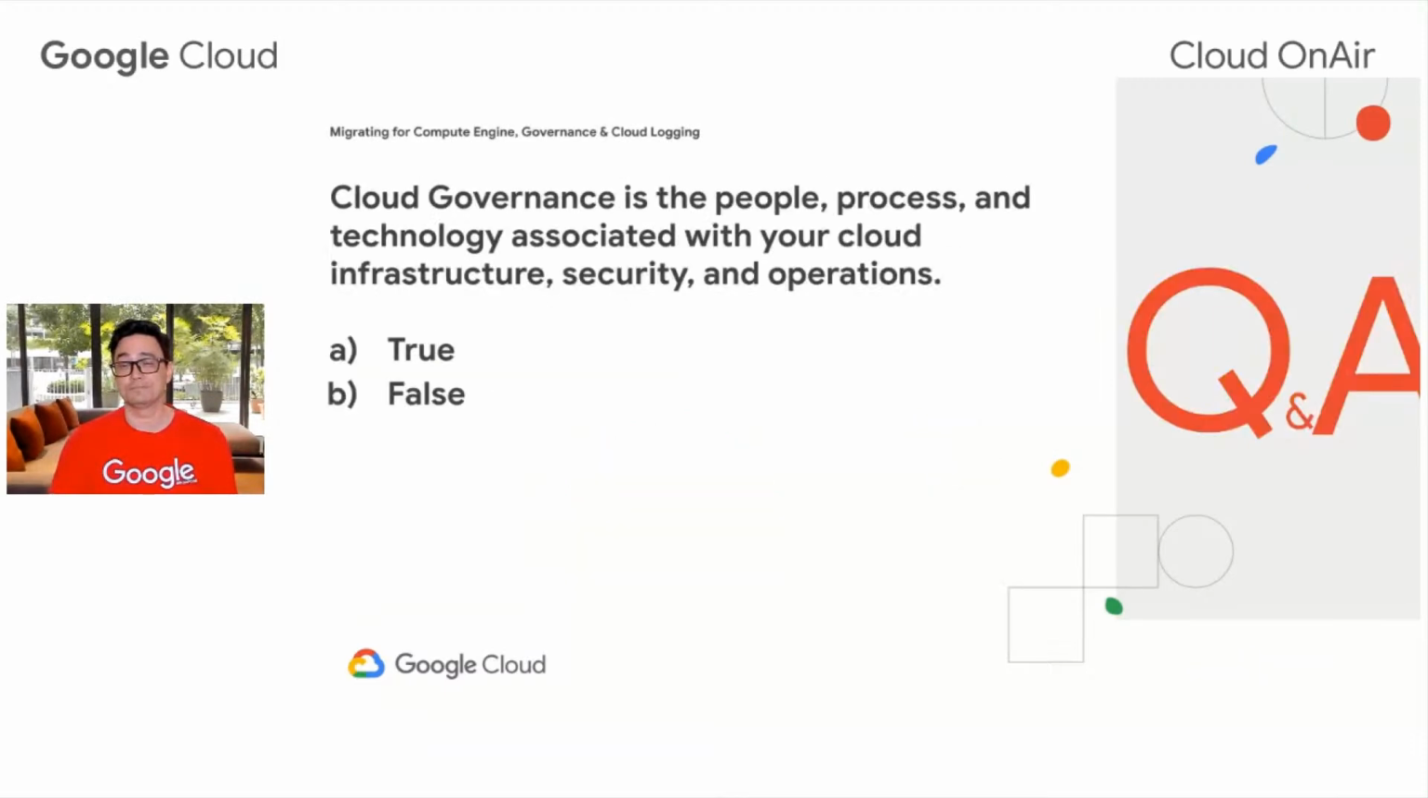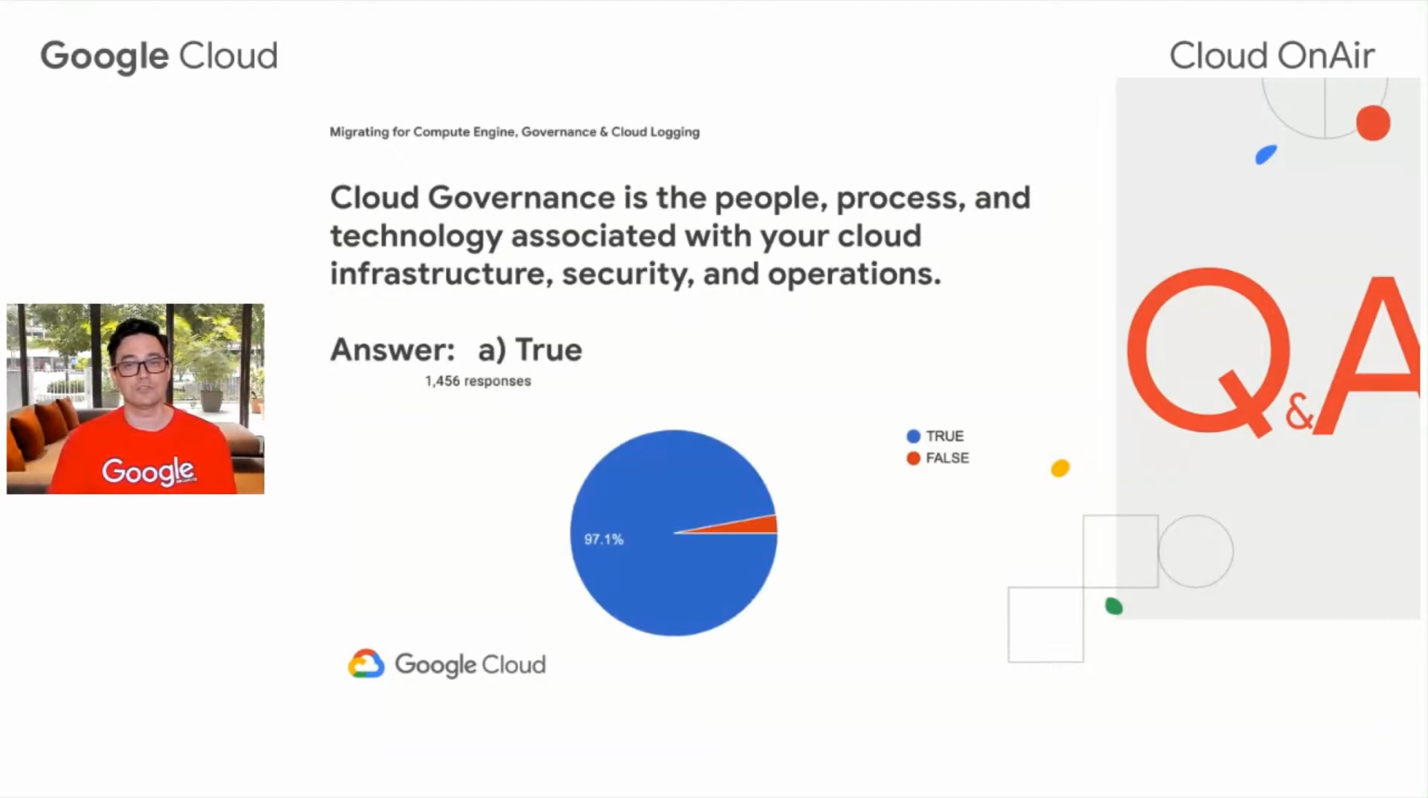Next question. Cloud governance is the people, process, and technology associated with your cloud infrastructure, security, and operations. True or false? And the answer is true. Right, so cloud governance, extremely important for an enterprise or an organization to really take a look at not just the technology, but also the people and processes associated with that.